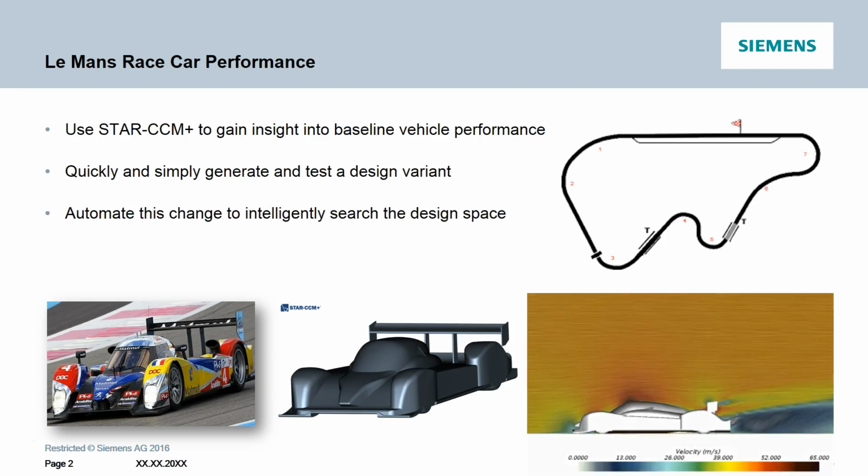Finally, I'm going to show you how automation of this change allows us to conduct an intelligent search of the design space in order to find the best possible rear wing configurations, for example for the track that you see in the top right of the screen.